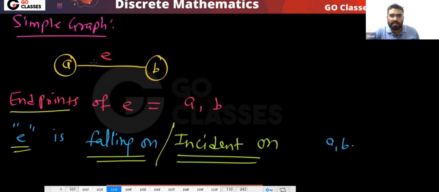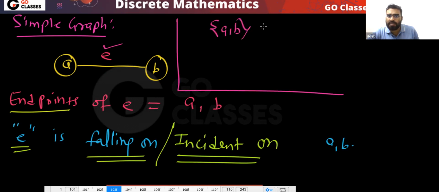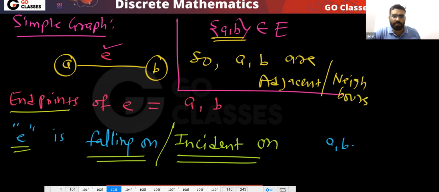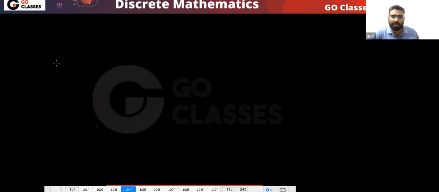Next, because A and B are connected by an edge, between them you have an edge, so A and B are adjacent. We call them adjacent, or you can call them neighbors, because they are connected by an edge. Is this clear? The definition of adjacent: any two vertices, if they have an edge between them, will be called adjacent or neighbors.